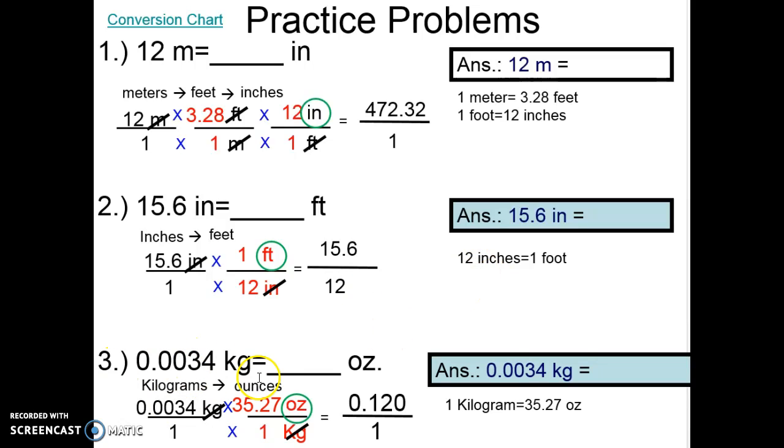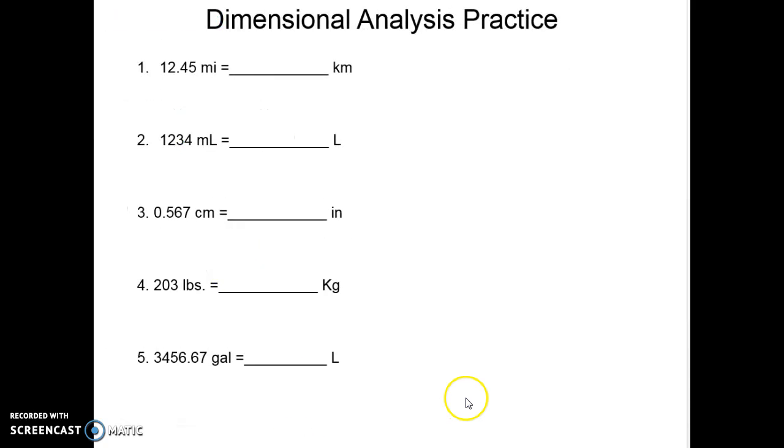Okay, here, same thing. So you're going from kilograms to ounces. Here are some more practice problems if you would like to practice these. So you can practice these on your own, and then I can go over them with you. I'll go over a few problems before you actually take your quiz. So make sure that if you have questions for me, you go ahead and ask me at that time.